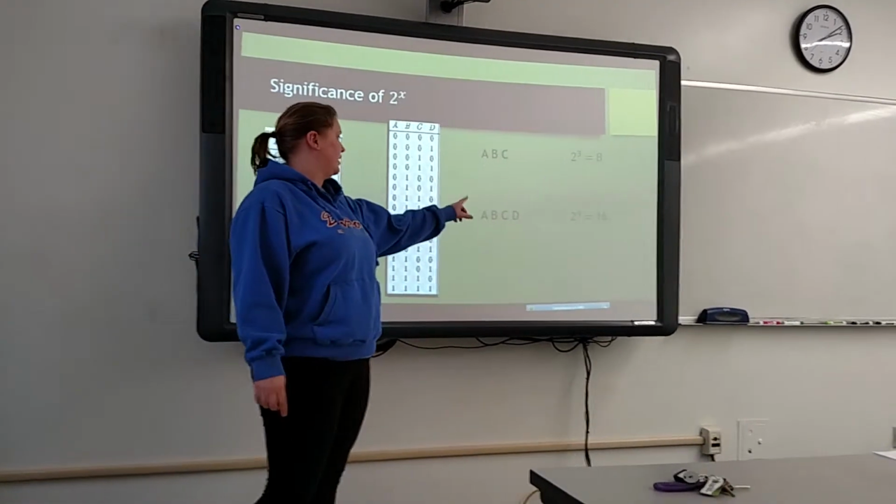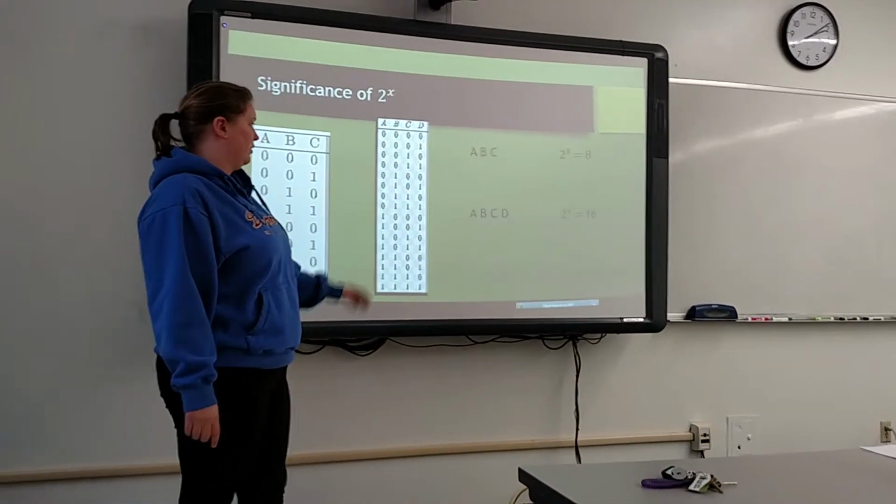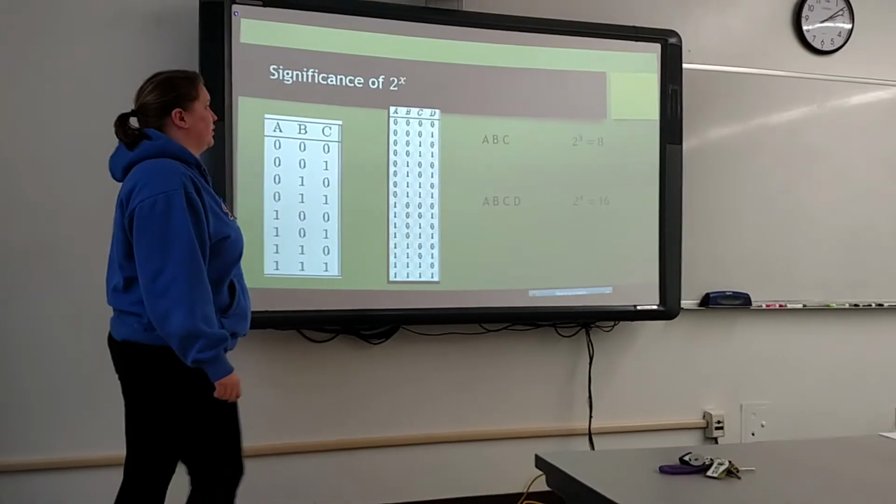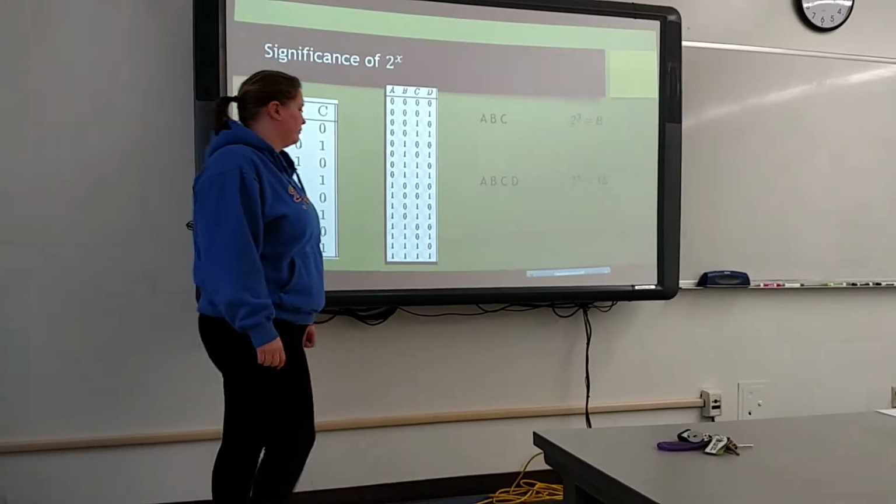So then if I have A, B, C, and D, it's 4 variables. So let's do the 4th. Then there's 16 different ways.